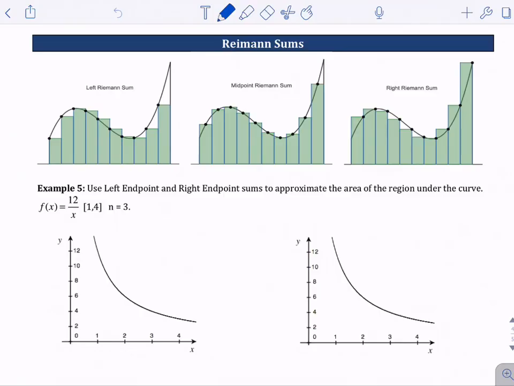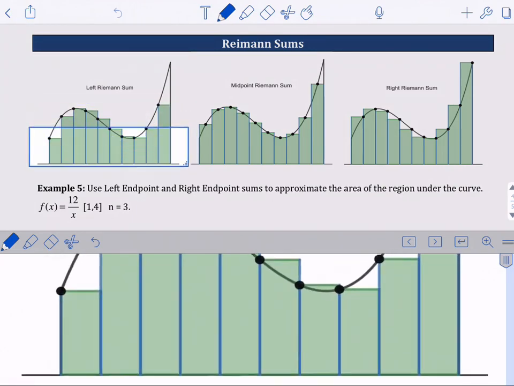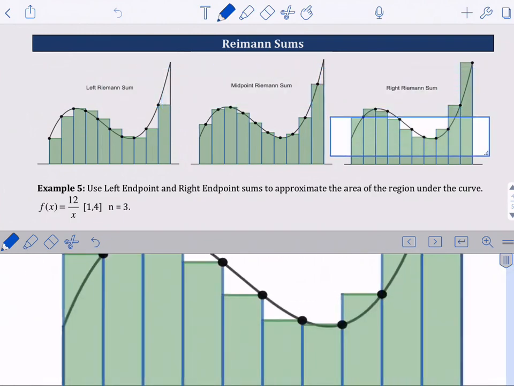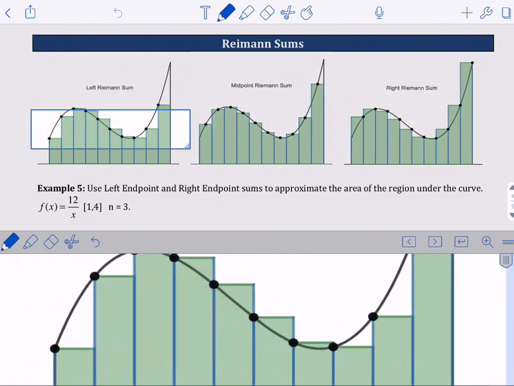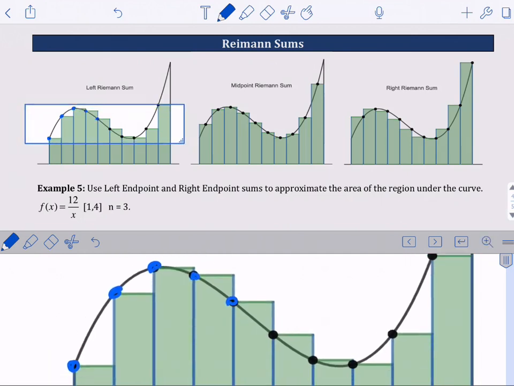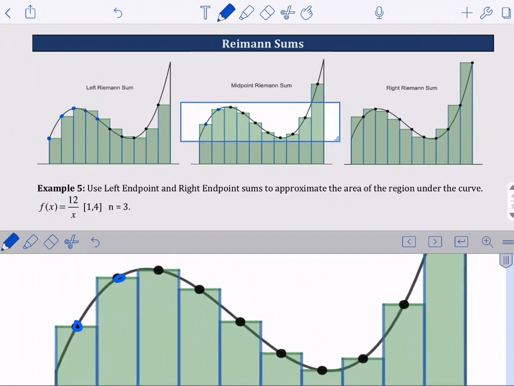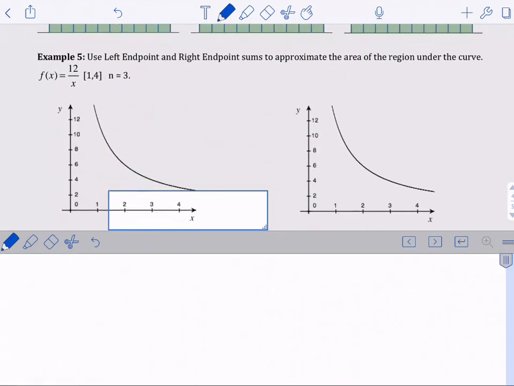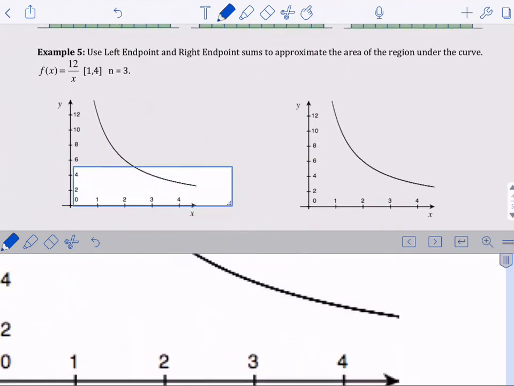All right, next we want to look at something called Riemann sums. And basically that process of looking at the area under a curve and dividing it up into rectangles is the process of finding a Riemann sum. So you can see there's lots of different types depending on how you break up the rectangle. You can have left Riemann sums where the endpoint is on the left side of the rectangle, and that's kind of where it touches the function. You could have midpoint Riemann sums where the midpoint of that rectangle touches the function, or you could have right Riemann sums where the right endpoint touches the function. So we want to use these Riemann sums to approximate the area of a region under a curve.